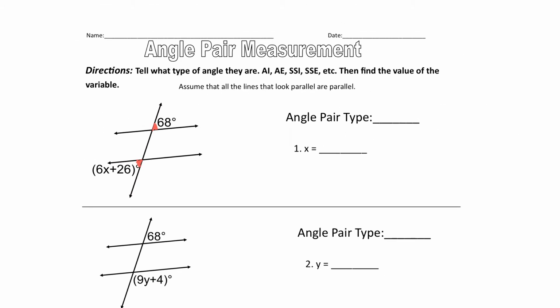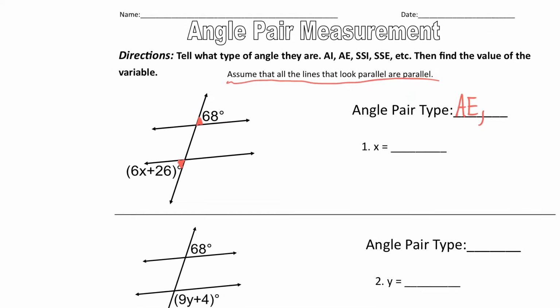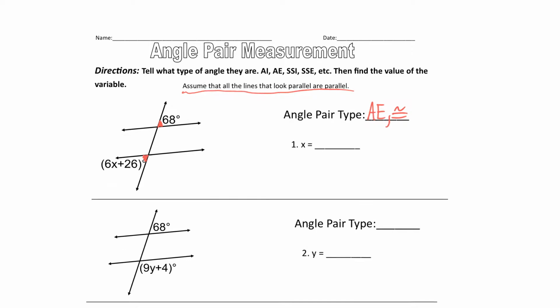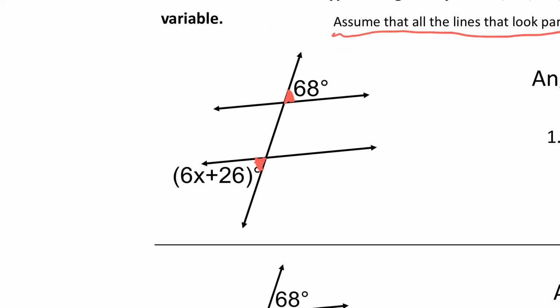Okay, good. They are alternate exterior. And for alternate exterior angles of parallel lines, that's what this says, just assume that all these lines are parallel. What do we know about alternate exterior if the lines are parallel? Good, they're congruent. So if those two lines are parallel, I know that those two angles right there are the same measurement, or the same degree measurement.